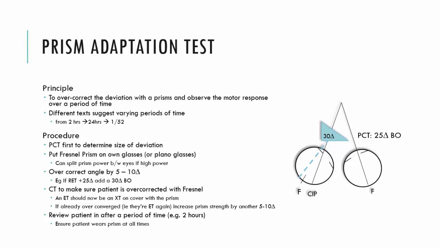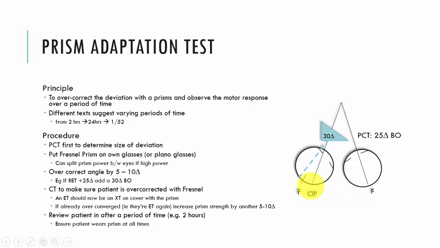Okay, now let's move to the procedure. Let's take the example of a patient here who has a 25 diopter LET. I've given you the fovea here, CIP is on the nasal retina, and the patient is fixing with the right eye.